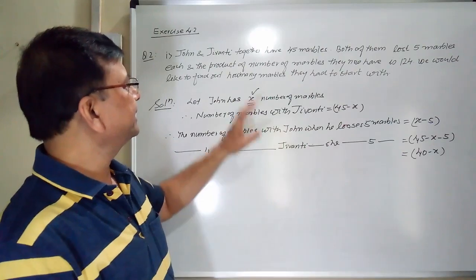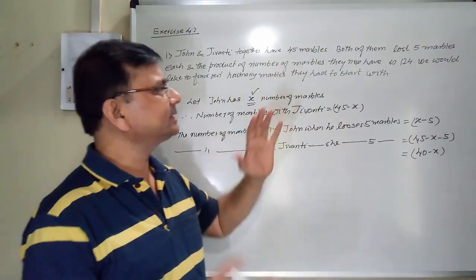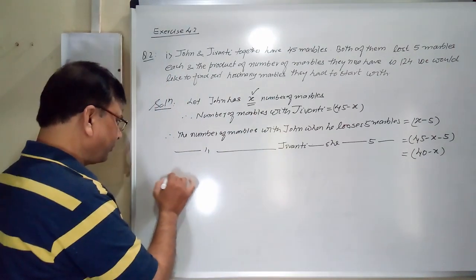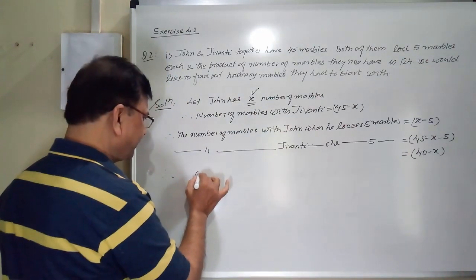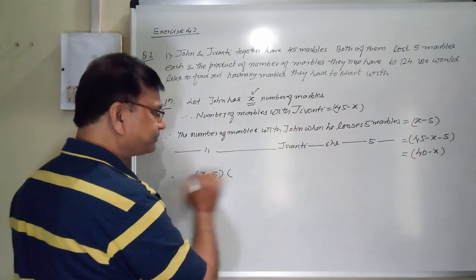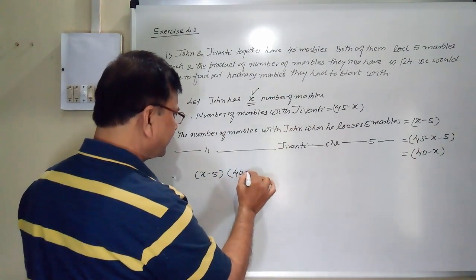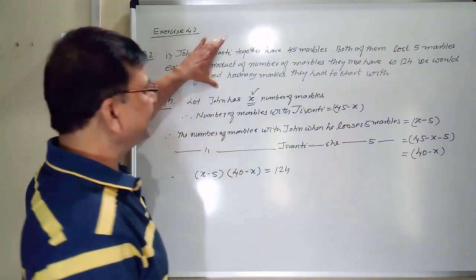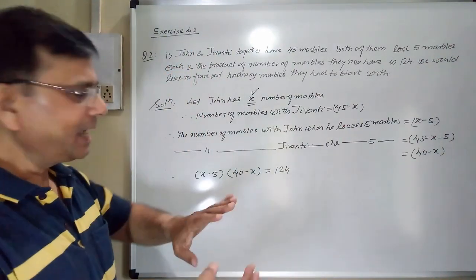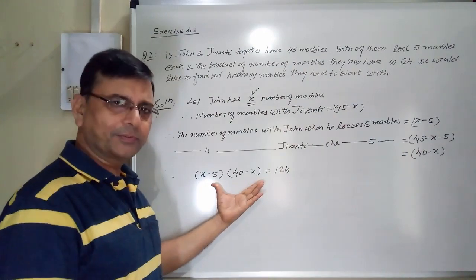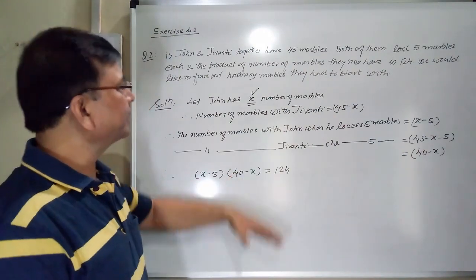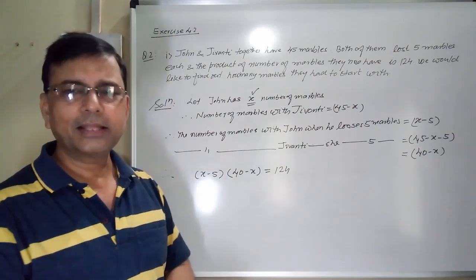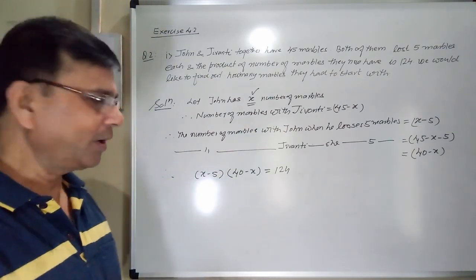It is given that the product of the number of marbles they have after losing 5 marbles is 124. Therefore, according to the question, X minus 5 into 40 minus X is equal to 124. I have given the algebraic relation, right? This relation we have got through the statement given. Now we will solve this equation and find the value of X.